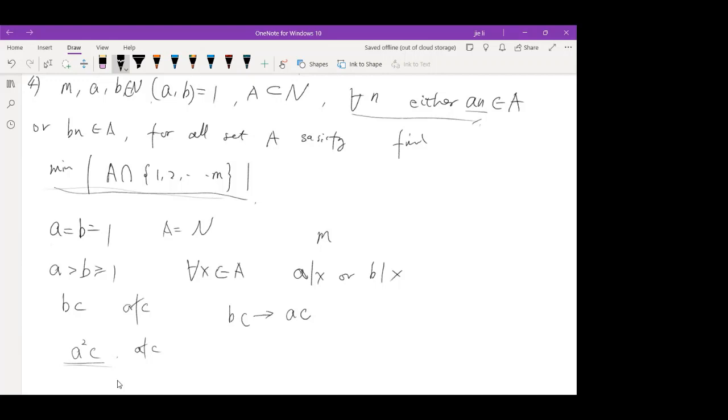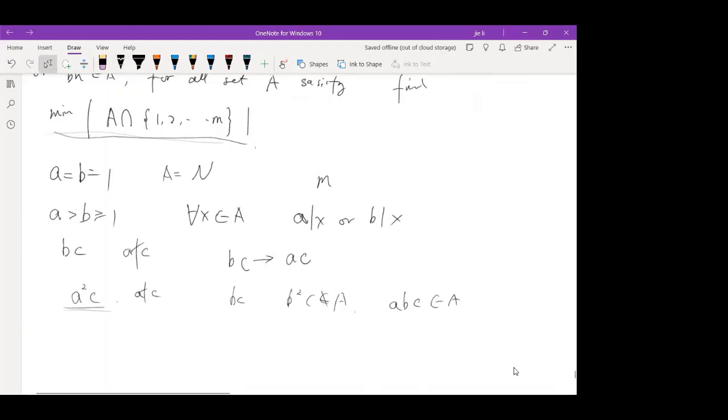Can you follow this one? Do we need this A squared C? We don't. Because if you think about it, if we have any BC, then B squared C does not belong to A. So that means A times BC must belong to A. And if you remove the A squared C, there's a multiple of BC still existing. So we can safely remove this A squared C type.